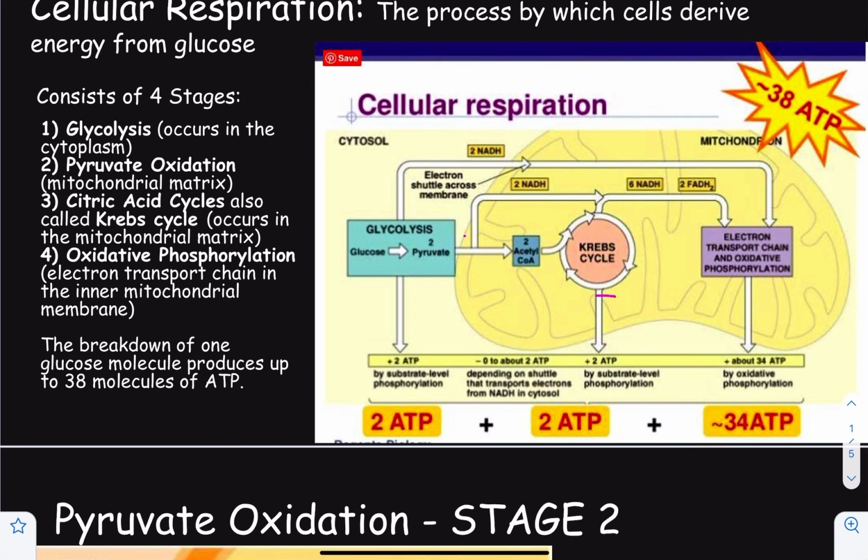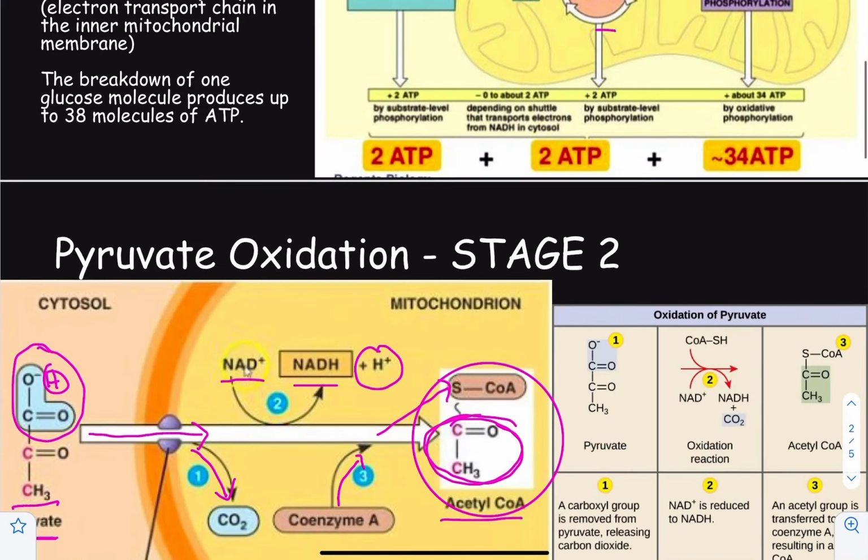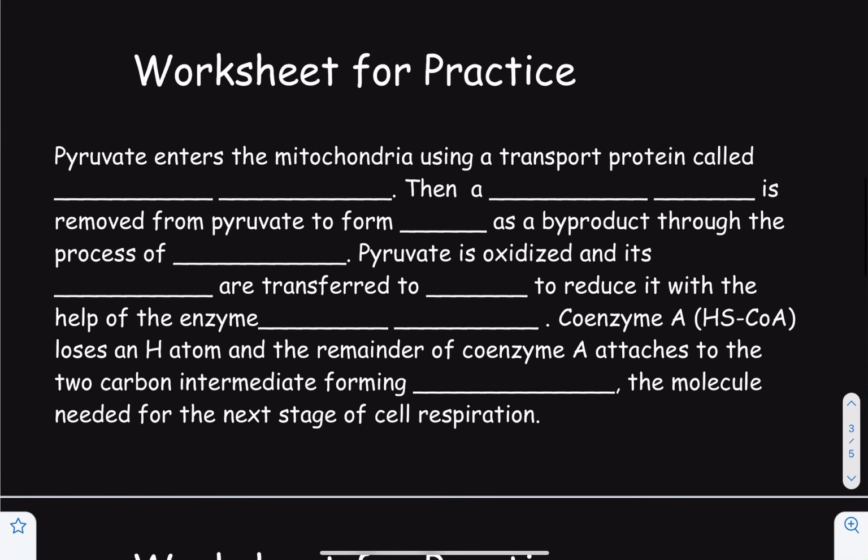So, as you saw before, we did get 2 molecules of NADH from glycolysis. We also got 2 molecules of NADH from pyruvate oxidation, since we get 2 molecules of pyruvate. And all these NADHs are going to the electron transport chain. And then here, we'll go to the worksheet for practice.